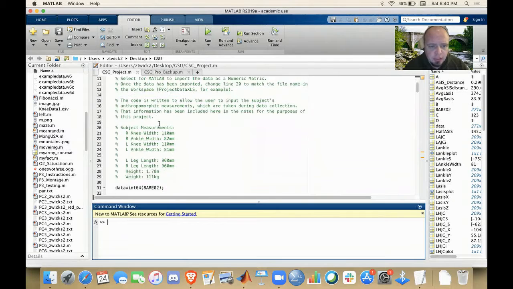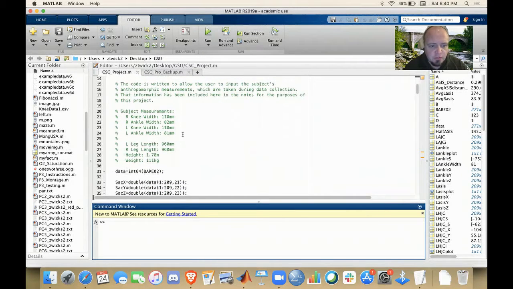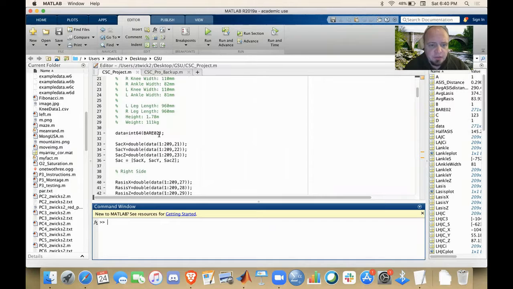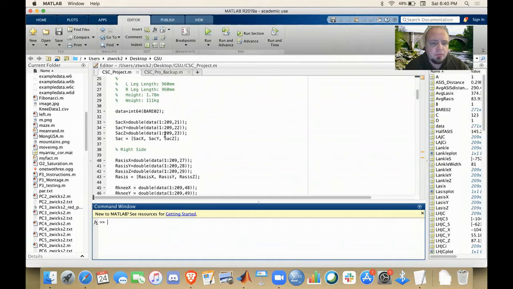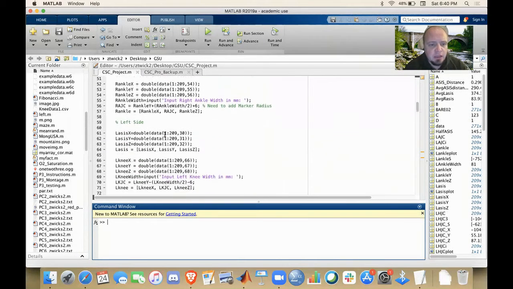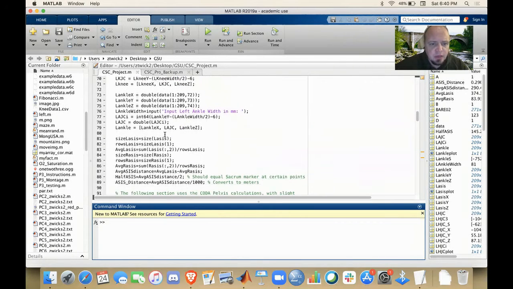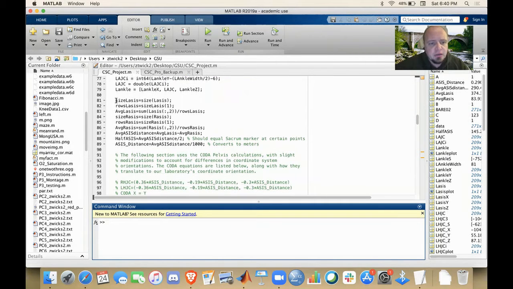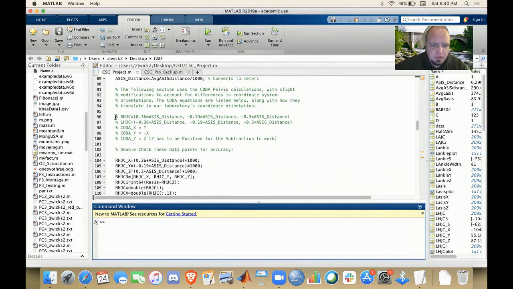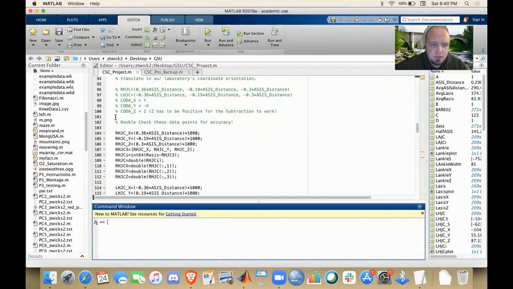There are instructions here at the beginning. We have the measurements for our subject in this one. It immediately converts the data over into INT64 to remove the formatting, and then we move it back into double, so we do lose a little bit of accuracy. Each one of these is the 3D coordinates, and then we use calculations for knee joint center and ankle joint center. This calculates the distance between the two markers on the front of the pelvis, which is then used in this section to calculate the hip joint center using this CODA pelvis calculation here.